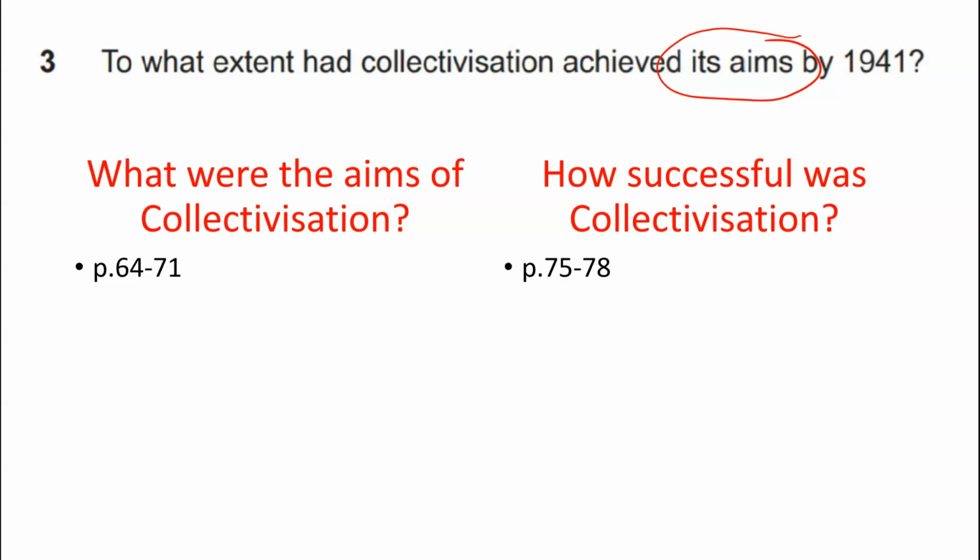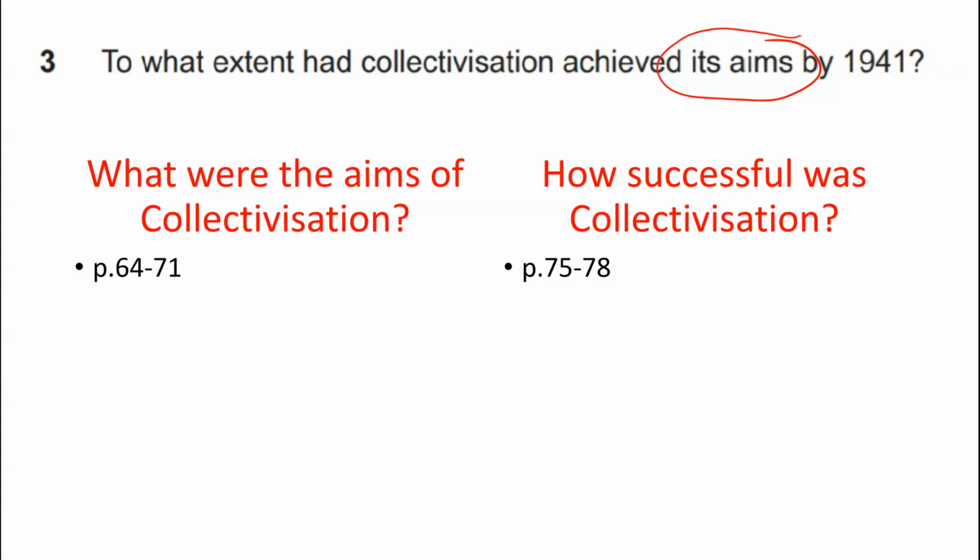It's perfectly possible that grain production went up, but not all of it made its way to the people in the towns and the cities. Equally, it's also possible that grain production went down, but a larger proportion made its way into the towns and cities. So think about what your measures are.